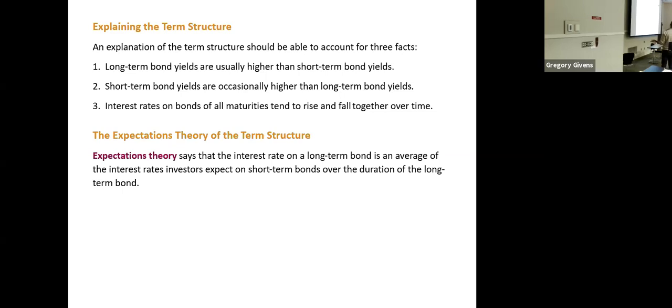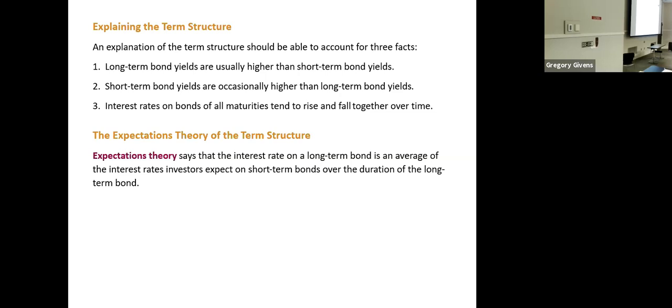The expectations theory of the term structure says that interest rates on a long-term bond should be equal to the average of the interest rates that investors expect on short-term bonds over the duration of the long-term bond. Let me say that again. The expectations theory says that a long-term interest rate should be equal to the average of the interest rates that are expected to prevail on short-term bonds over the life of the long-term bond.